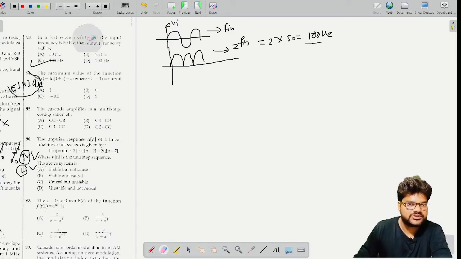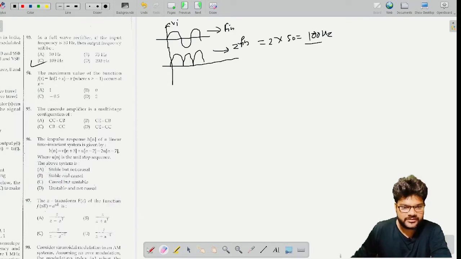Now let's go to the next question, and this question is from mathematics. Question number 94: the maximum value of the function f(x).